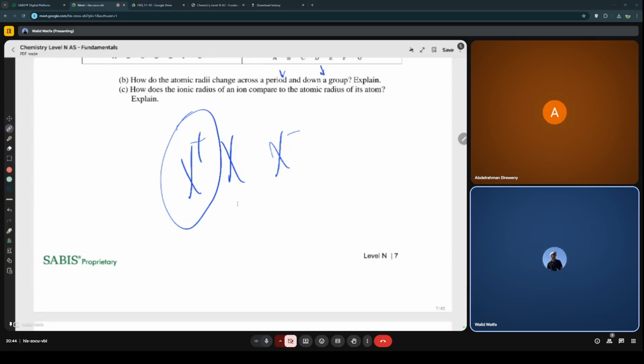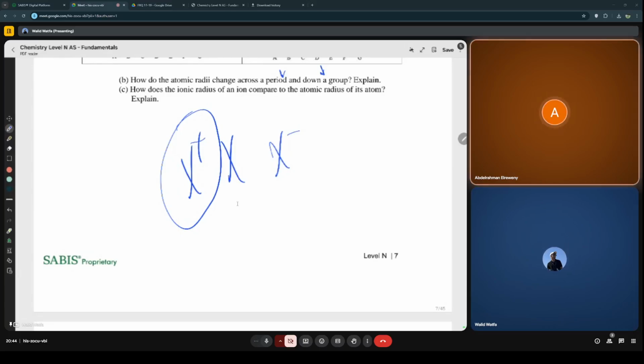So you say, to form a cation, the atom must lose an electron. Therefore, the remaining electrons will be closer to the nucleus and experience greater nuclear attraction, and therefore it has a smaller radius than the atom, a smaller atomic radius. However, how do you get an anion? You gain an electron.